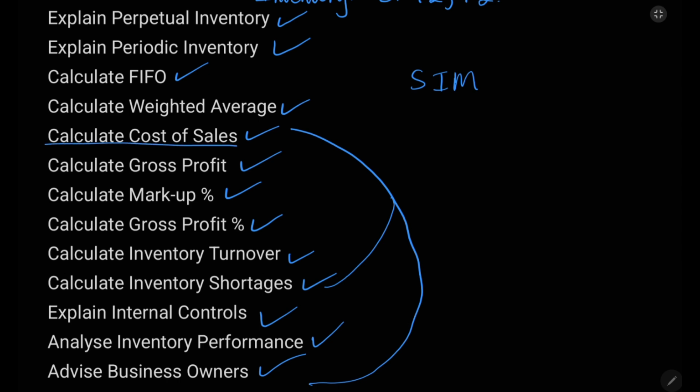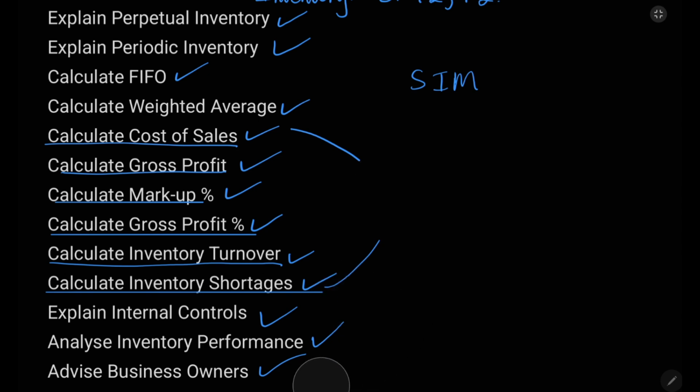You have to cram the cost of sales formula, the gross profit formula, the markup percentage formula, calculating the gross profit percentage, inventory turnover, and the inventory shortages. Okay, this is the information that you have to cram. You need to know the formulas. Repeat them as many times as you can before you write your exam, so that they really sink in.